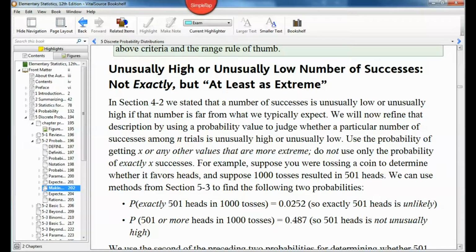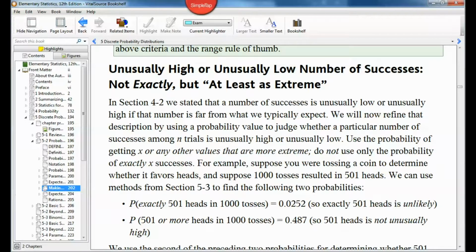All right, look at this. Unusually high or unusually low number of successes. Not exactly, but at least as extreme. In 4.2, we stated that the number of successes is unusually low or unusually high if that number is far from what we typically expect.